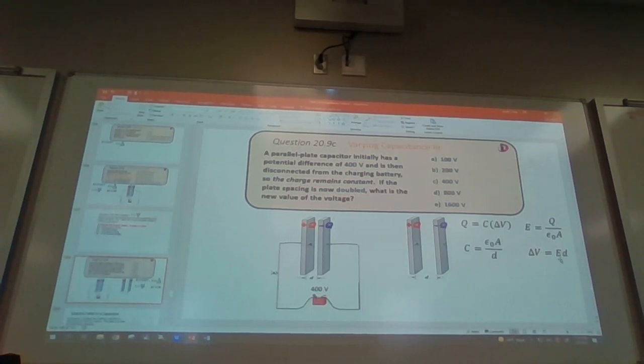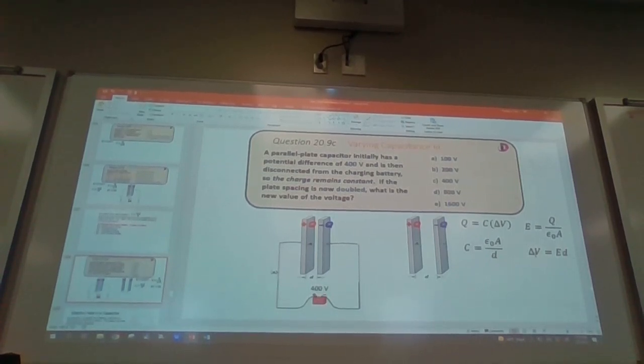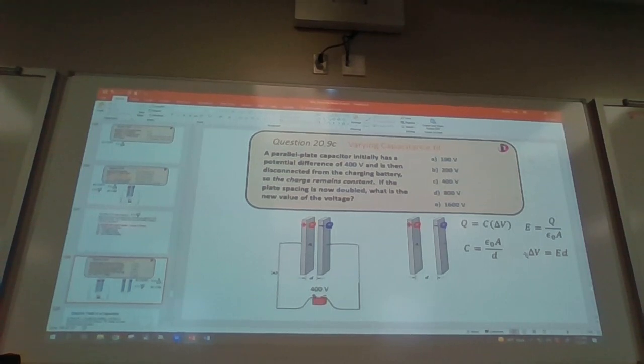The electric field stays constant. The distance increases, and therefore the voltage increases. Sam, to answer your question, how does this correspond to voltage and elevation?